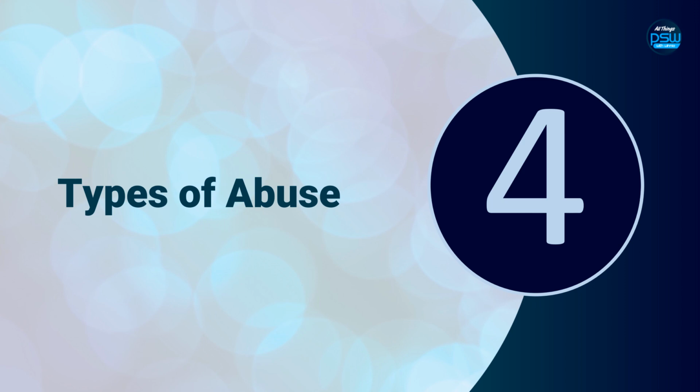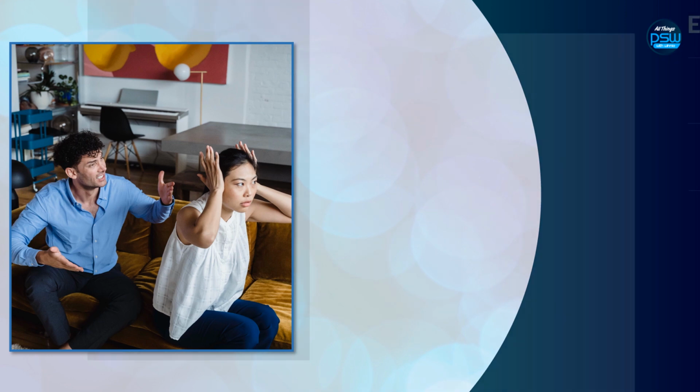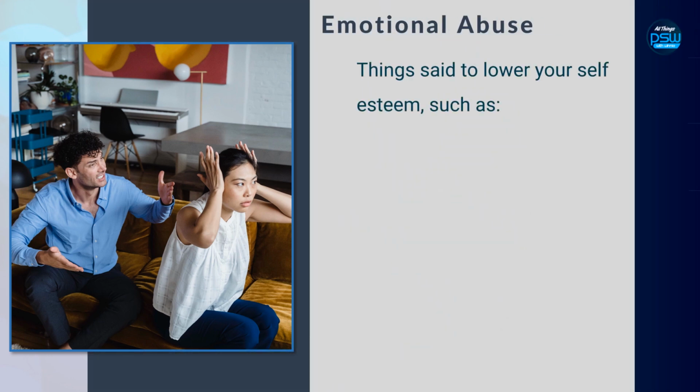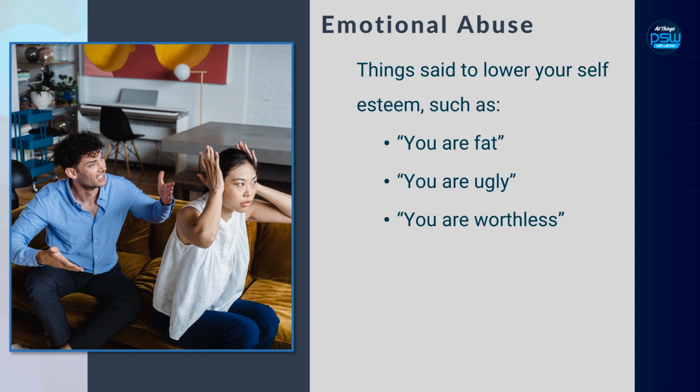The first type is emotional. So emotional abuse are these things like the words, you are fat, you are ugly, you are worthless. Those words can cause mental harm and affect somebody's self-esteem.